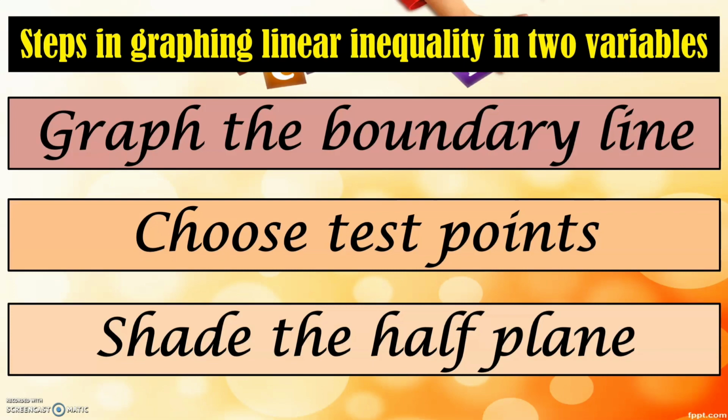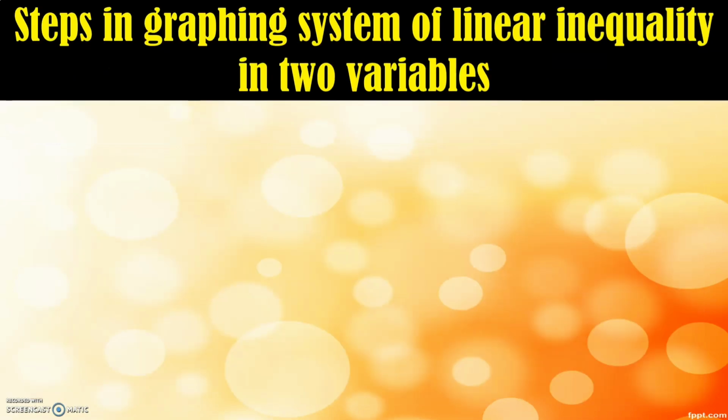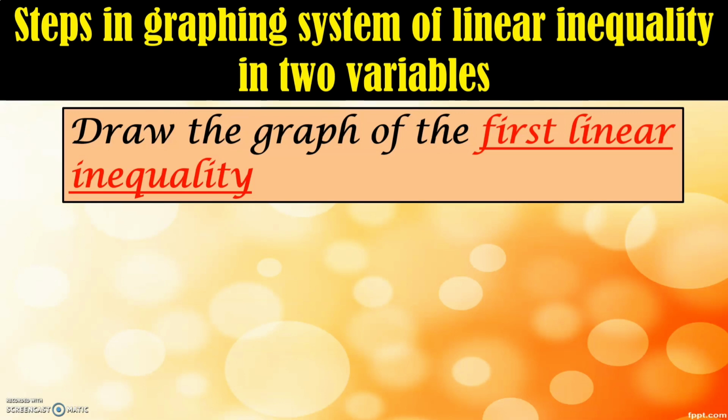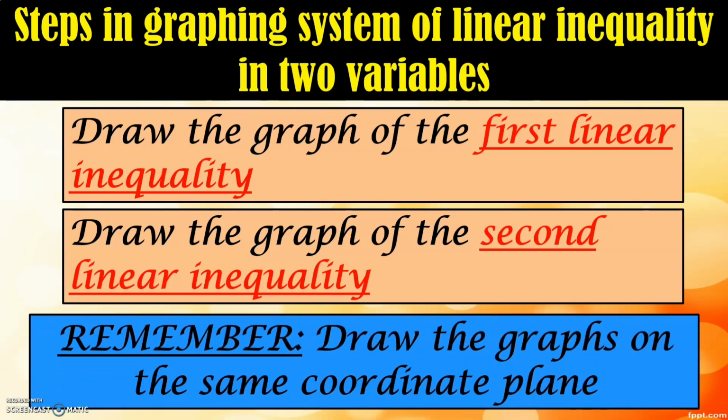So when we say system of linear inequality in two variables, these are two or more linear inequalities considered together. And here are the steps in graphing system of linear inequalities in two variables. Number 1, draw the graph of the first linear inequality. Number 2, draw the graph of the second linear inequality. Remember, draw the graphs on the same coordinate plane.